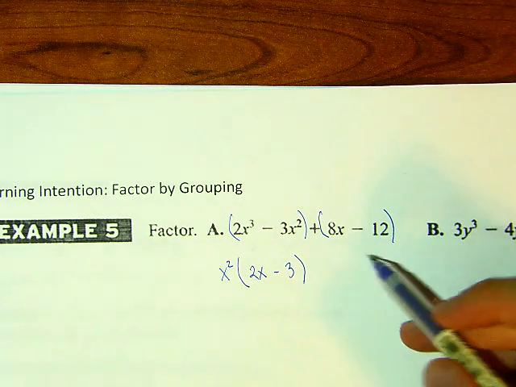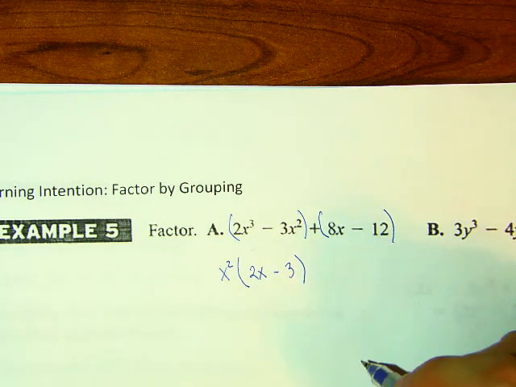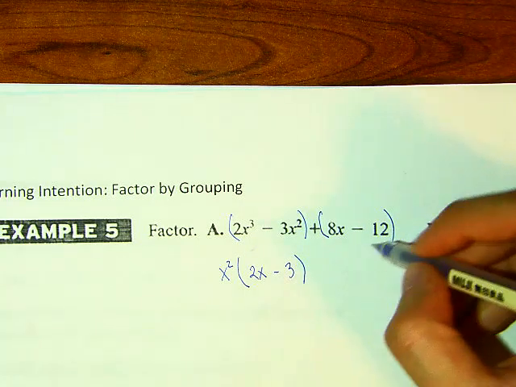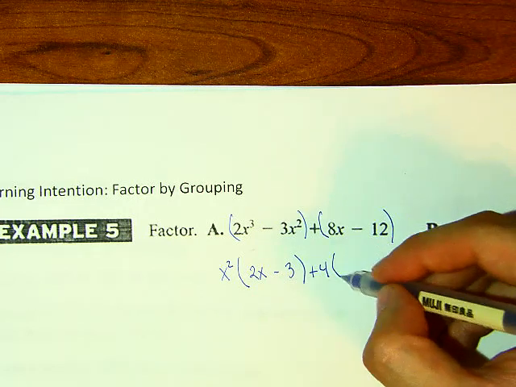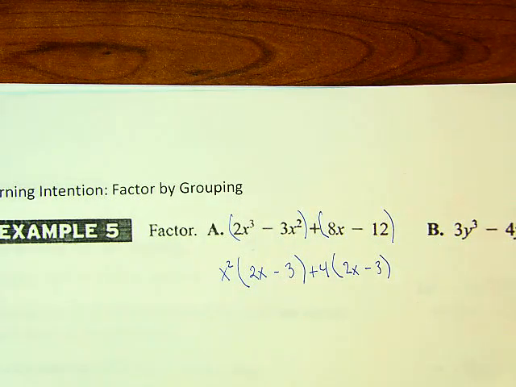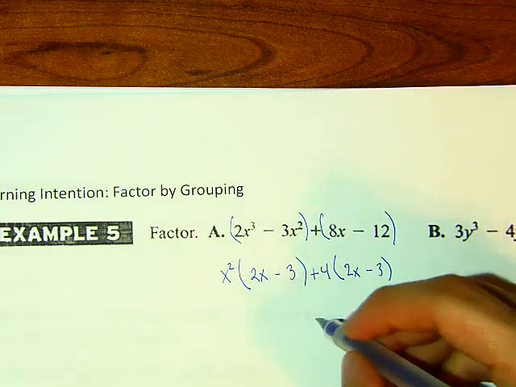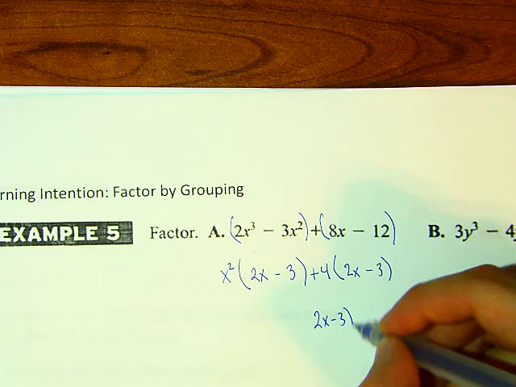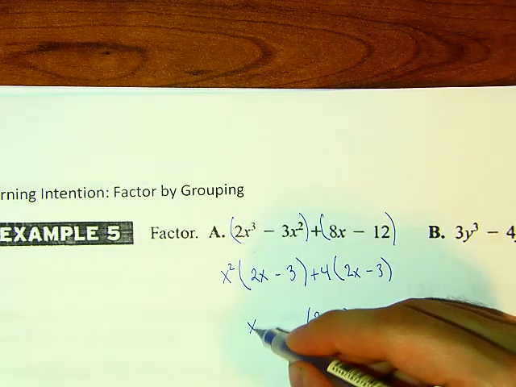Okay. And what about this one? What's the GCF of 8x and negative 12? It's 4. You're going to take a positive 4 out. So now this becomes 2x minus 3. And notice that these two are the same. So we're allowed to group them. So you have 2x minus 3. And then it's these two guys over here. It's x squared plus 4.